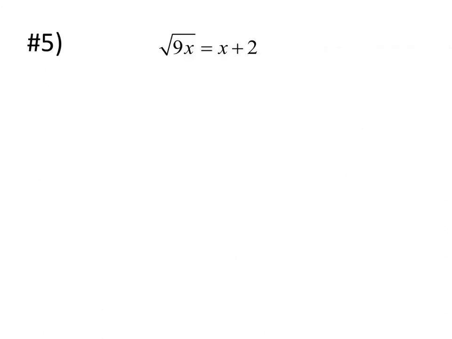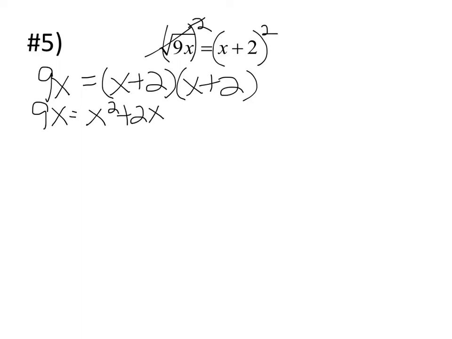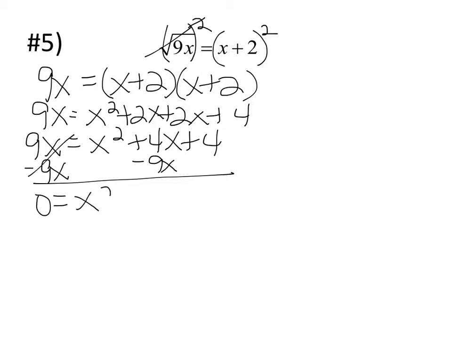All right, next we have the square root of 9x equals x plus 2. I'm going to go ahead and square both sides to get rid of the square root. You have 9x equals x plus 2 times x plus 2. 9x equals x squared plus 2x plus 2x plus 4. 9x is equal to x squared plus 4x plus 4. Subtract 9x from both sides because obviously I'm going to have to factor here, leaving me 0 equals x squared minus 5x plus 4.